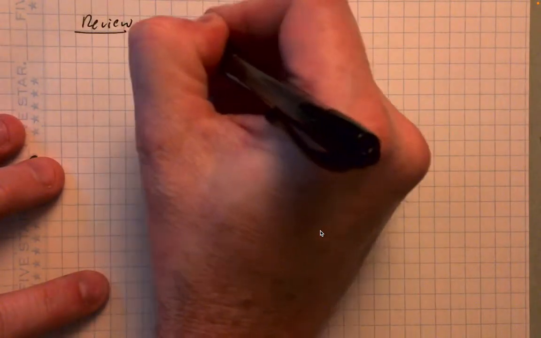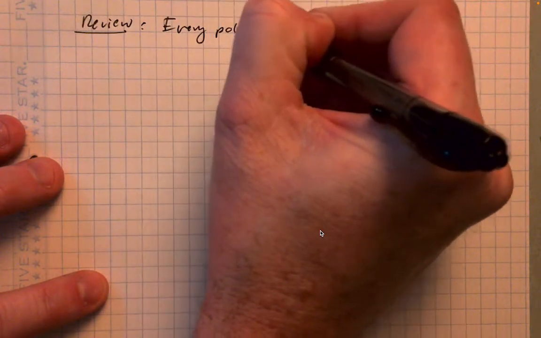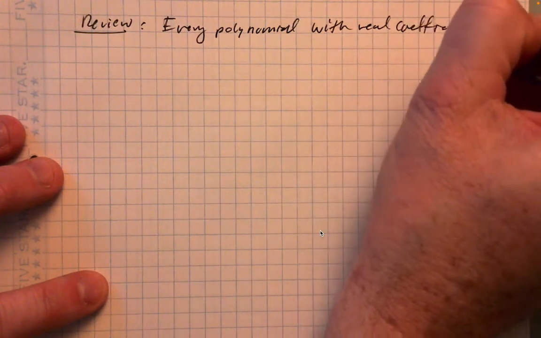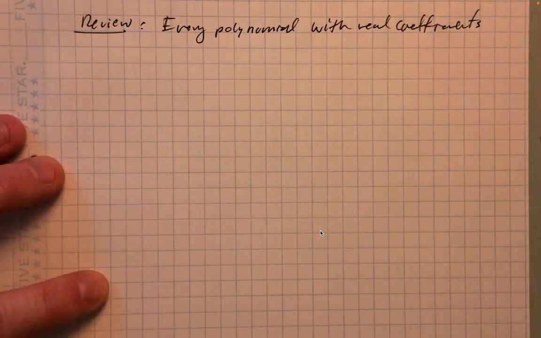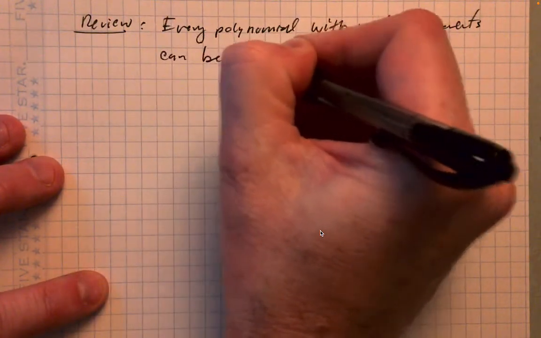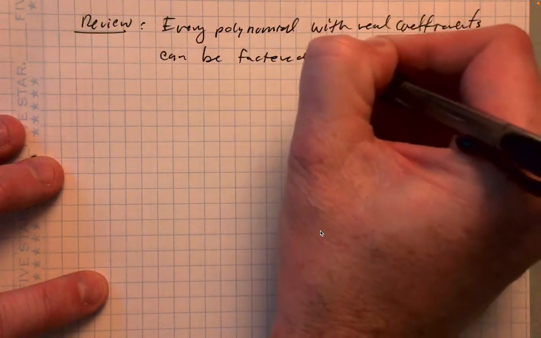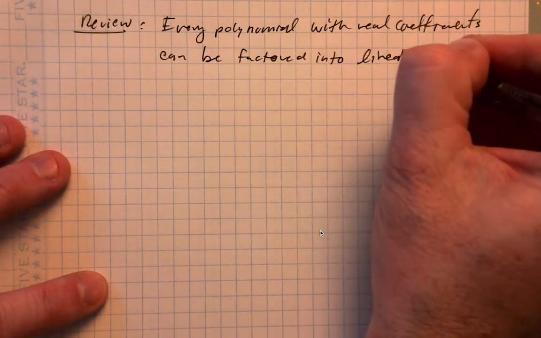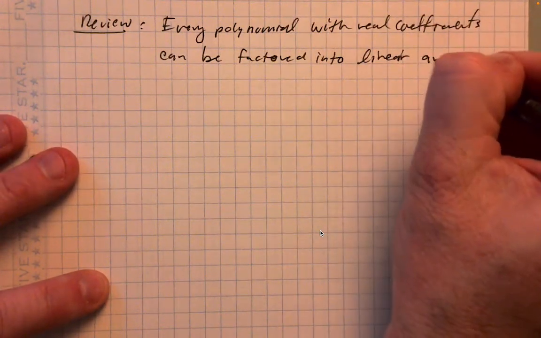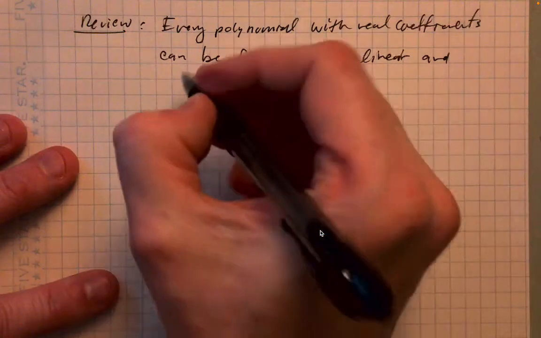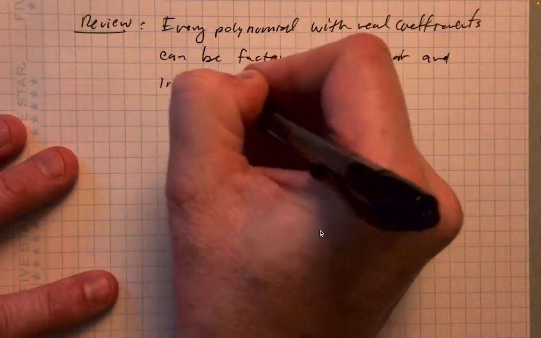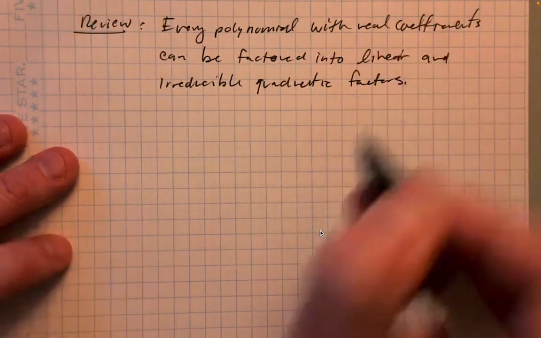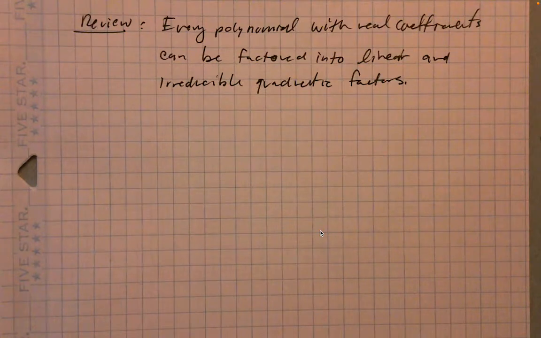So basically every polynomial with real coefficients can be factored into linear factors and irreducible quadratic factors. That's just sort of an algebra fact. Right, so here's an example.